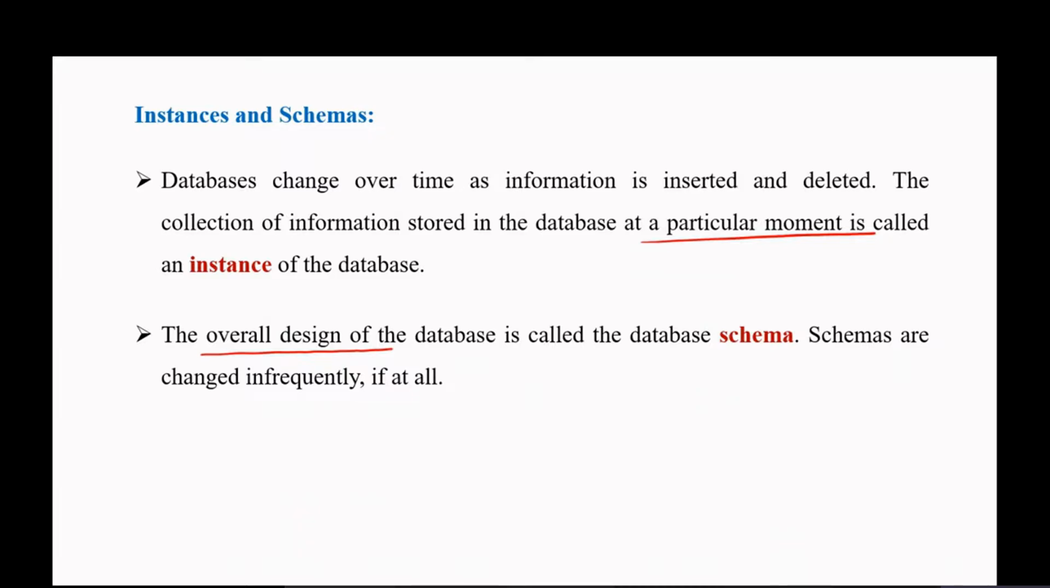Then two terms are there, instances and schema. What is instance? Instance क्या होगा? So the data that is stored in the database at a particular moment of time. बिल्कुल, at a particular moment the whole information in the database is called the instance of that database. And schema is what? This is again an important term क्योंकि आगे हम schema बहुत बात करेंगे. Schema is the overall design of the database. Whenever I use the word schema, it means I am talking about the design of the database. Okay.